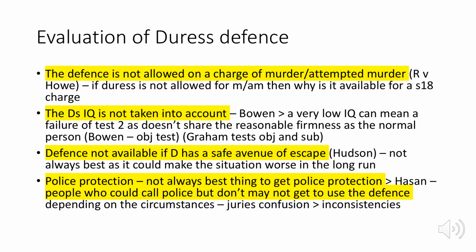The defence is not available if D has a safe avenue of escape, Hudson. It's not always best, as it could make the situation worse in the long run. Also, police protection is not always the best thing to get. Like in Hassan, people who could call police but don't may not get to use the defence either. Depending on the circumstances, it could cause juries confusion and inconsistencies.